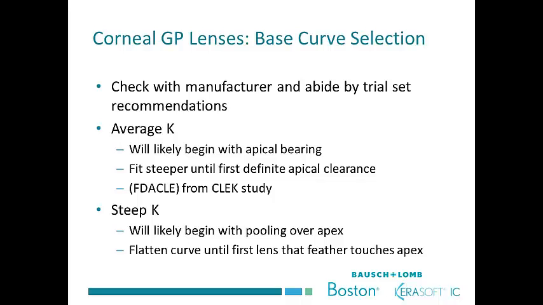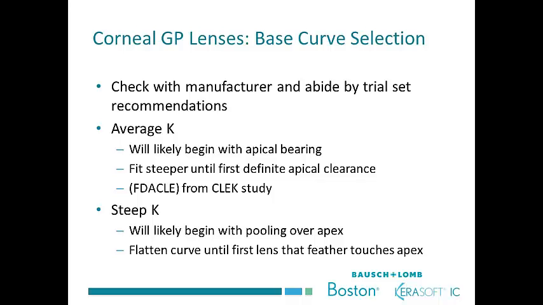If you begin with average K, you're likely going to start a little too flat. So you'll see some apical bearing, and eventually you're going to start to fit steeper until the first definite apical clearance, or FIDACL, from the CLEC study. An alternative way is to start with the steep K. If you fit on steep K, then the lens will likely pool over the apex, so you'll have apical clearance, and you'll successively flatten the curves until the first lens begins to feather touch that apex. So this is a strategy for base curve selection.